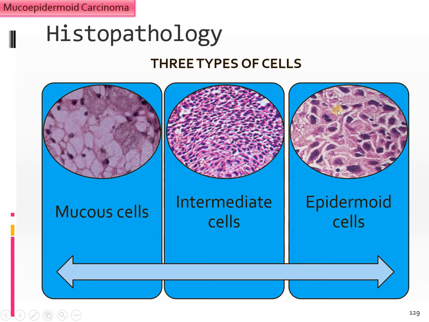So which is the best cell? Mucoepidermoid carcinoma itself is a bad tumor, but if you have a tumor which is predominant in mucous cells, it is considered to have a better prognosis than that of epidermoid cells.